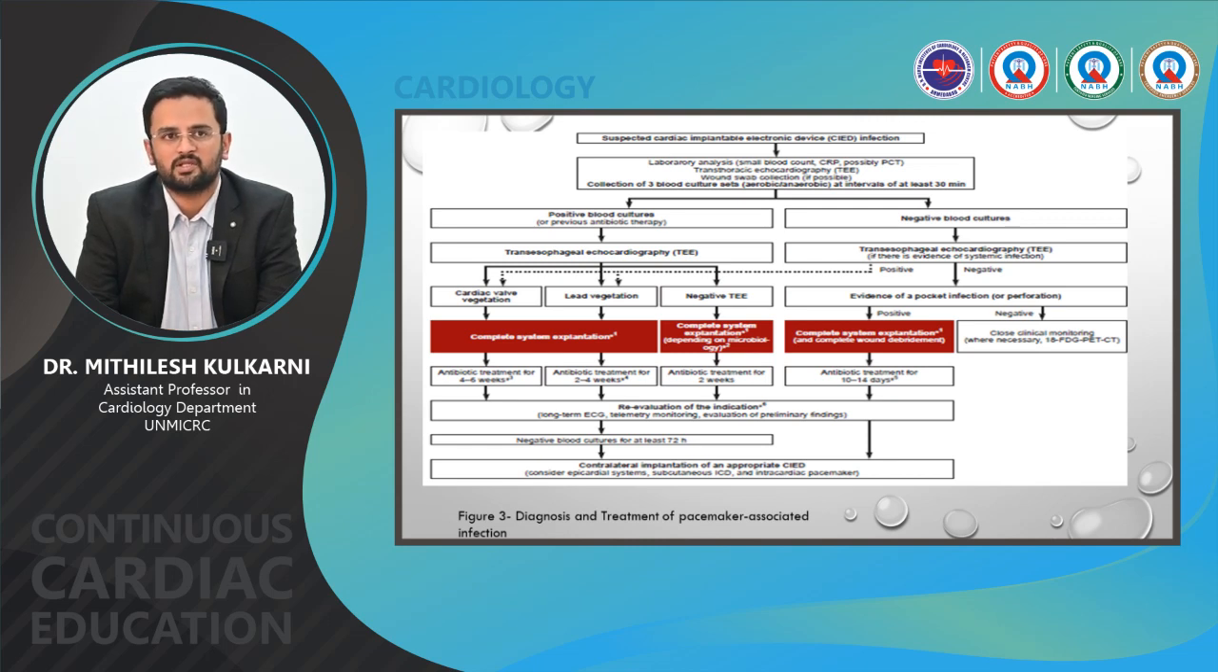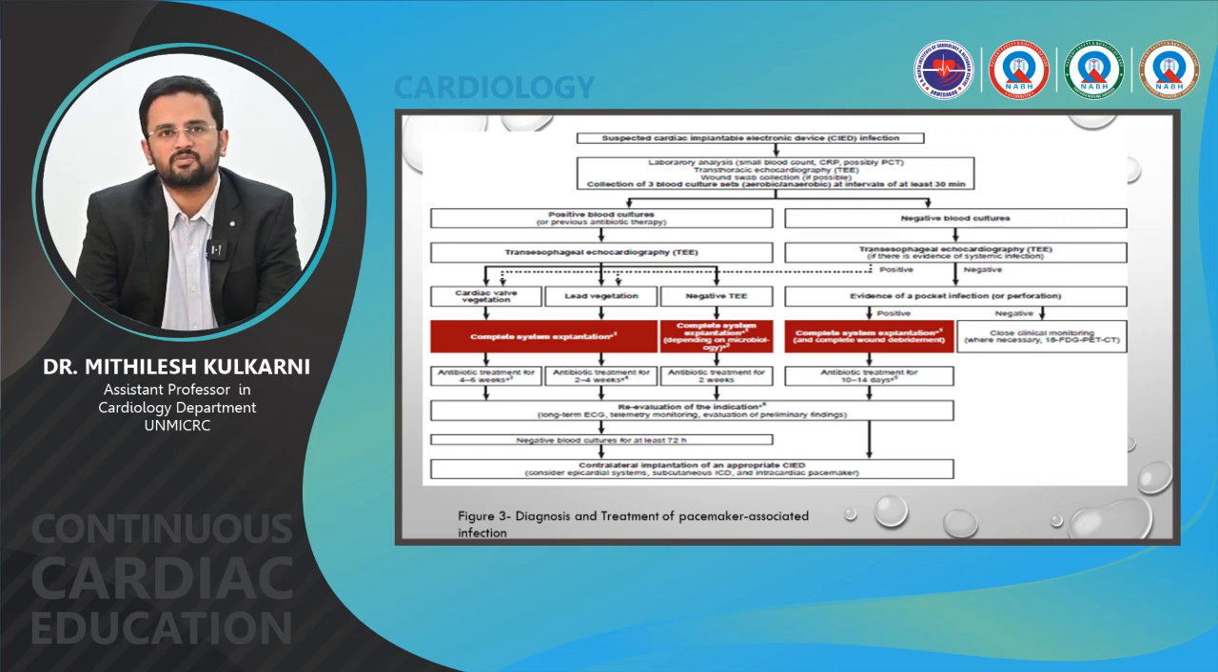Now in TE there are three possibilities. Either there is cardiac valve vegetation or lead vegetation. In these two cases, we have to do complete system explantation. For that we have to give antibiotic coverage for 4 to 6 weeks in the case of cardiac valve vegetation and 2 to 4 weeks in the case of lead vegetation, and ultimately we have to re-evaluate the patients for negative blood cultures, and then consider the reimplantation.